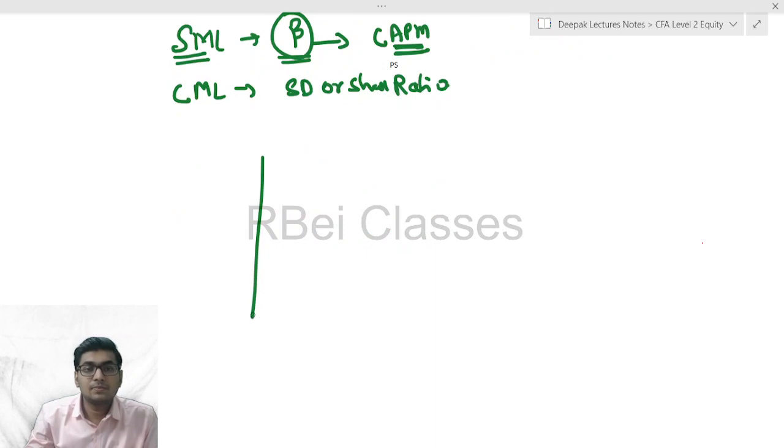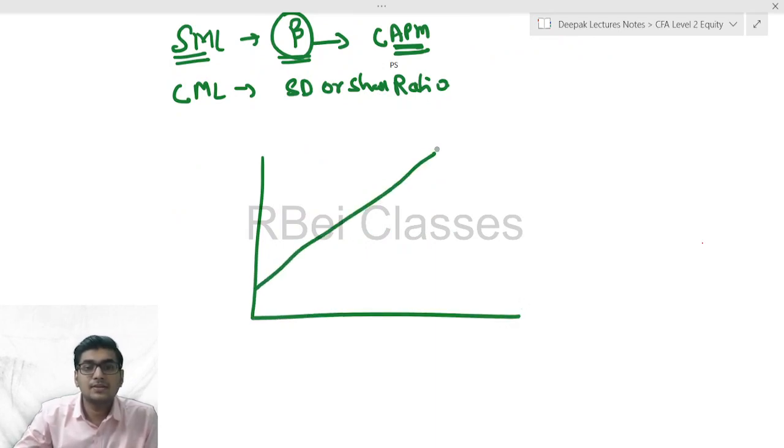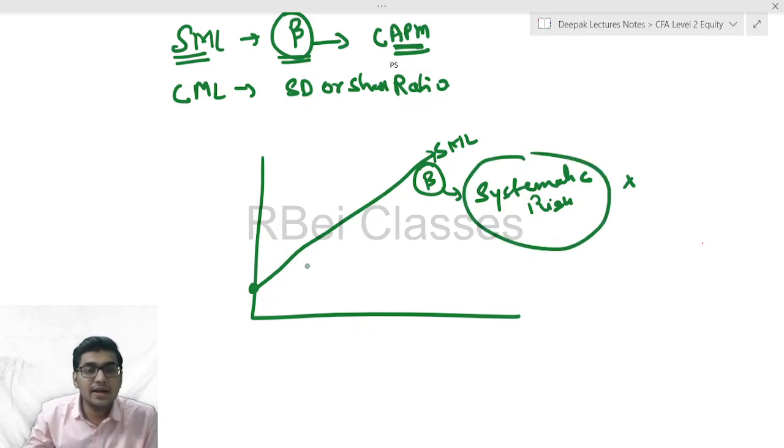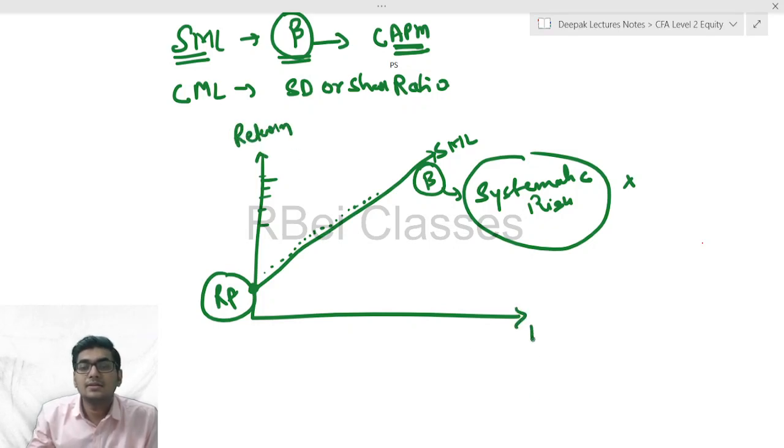So now over here the concept is different. The line is the same, this is the SML line, and it is talking about the beta. Beta is the systematic risk. And in the CAPM, we know that there is no unsystematic risk, so the only possible risk in the market is systematic risk. If the risk is zero, then your return is the risk-free return. As you increase the beta, as you increase the systematic risk, your return is also increasing. This one is your return and this one is your beta, that is, systematic risk.